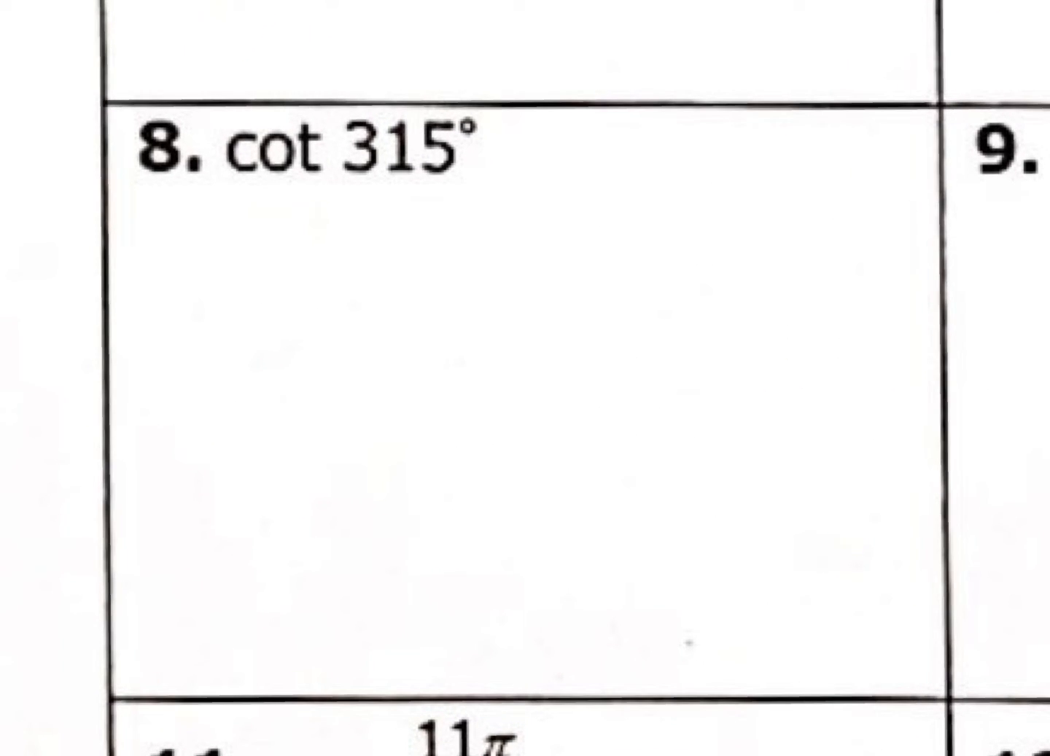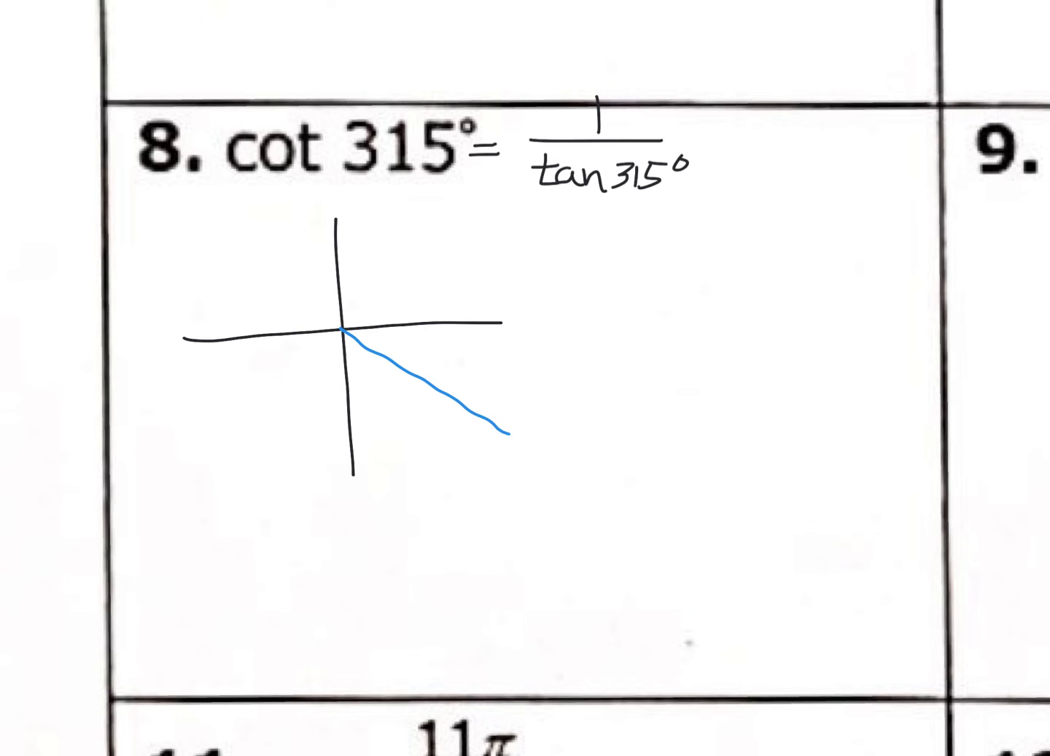So 8 is cotangent. Cotangent is an inverse function, or a reciprocal function. So cotangent is equal to 1 over the tangent of 315 degrees. So we're going to find tangent of 315. So 315 degrees is greater than 270, but less than 360. So my terminal side is going into quadrant 4. I'm going to create that right triangle up to the x-axis. My reference angle is going to go here.